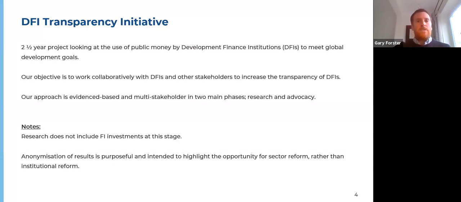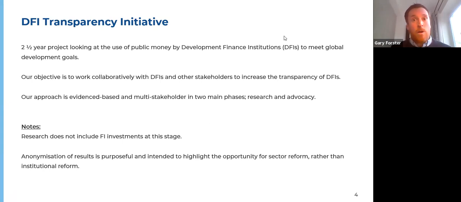So the DFI Transparency Initiative. This is a 2.5-year project looking at the use of public money by development finance institutions to meet global development goals. Our objective is to work collaboratively with DFIs and other stakeholders to increase the transparency of development finance institutions. And our approach is very much evidence-based, research-led, and multi-stakeholder. The program is being undertaken in 2 main phases. So we're in the research phase at the moment. This started about 12 months ago, and we'll be moving on to the advocacy phase over the summer as our recommendations become clearer, and we work with DFIs to look to implement them.